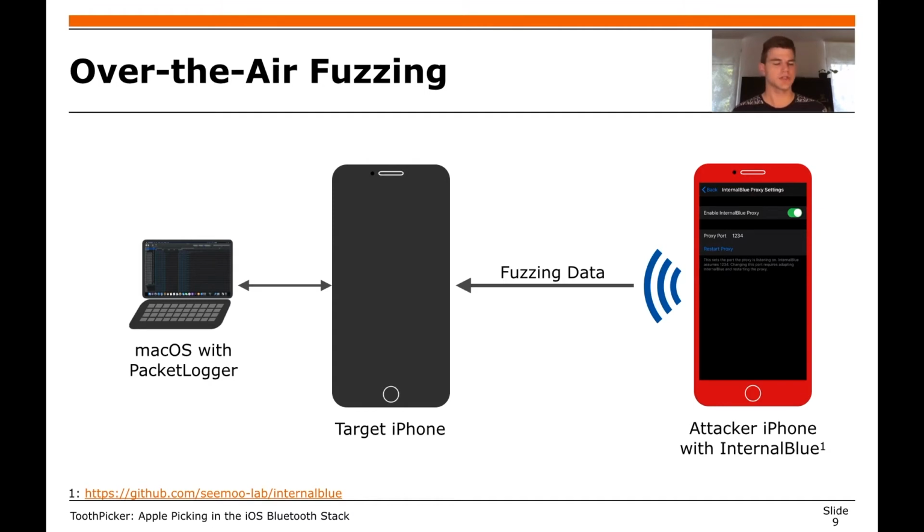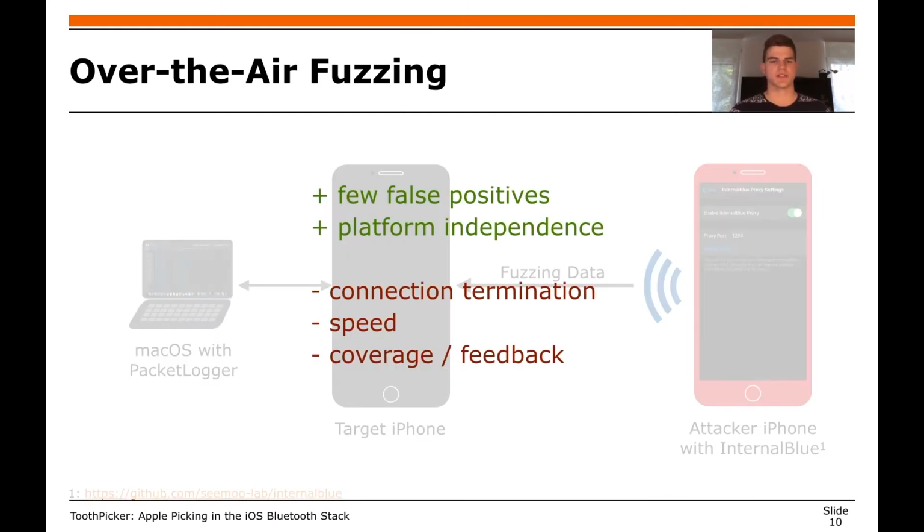What you can also do with the target iPhone is connect it to a Mac with Apple's PacketLogger, which helps you to inspect the incoming traffic and try to analyze what's happening. So this is pretty simple, and it also has quite a few advantages. Firstly, you have very few false positives, because anything that your over-the-air fuzzer finds as a crash, for example, an attacker will be able to trigger as well, because it's a real physical connection.